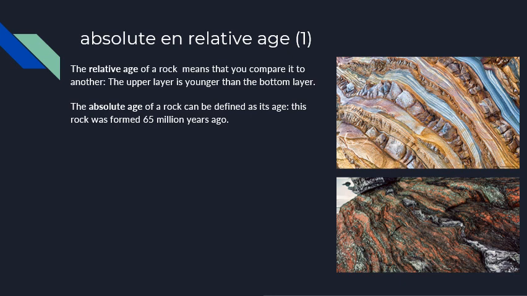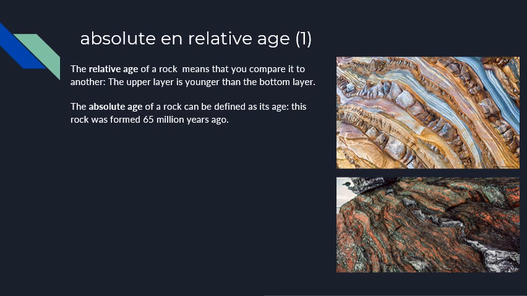But do they tell us the age? Not yet. Because we can divide age in two different types. We can talk about the absolute and relative age. And when you are looking at the relative age of a rock, this means that you compare it to another layer. The upper layer is younger than the bottom layer, so it means that from bottom to top you go from old to new, most of the time. Sometimes that's not true, but most of the time it is.